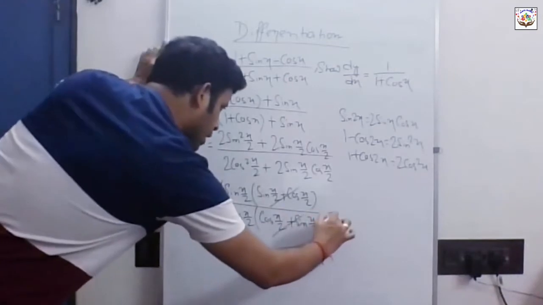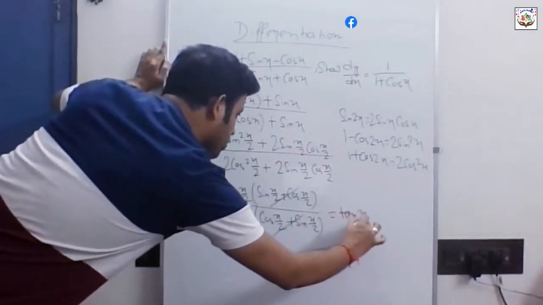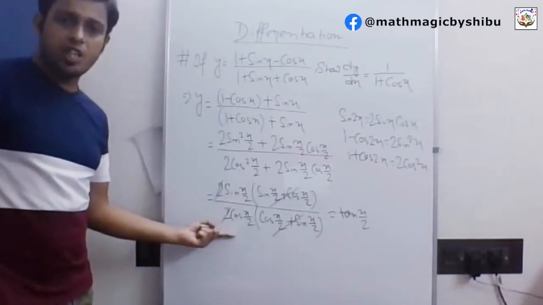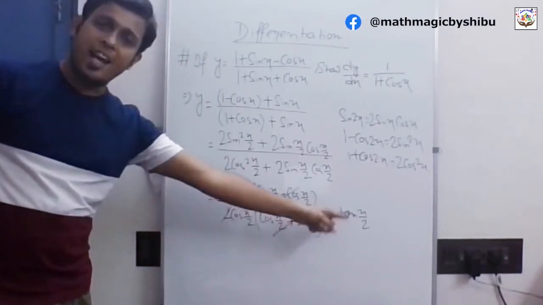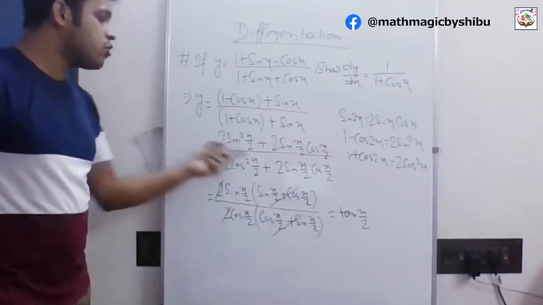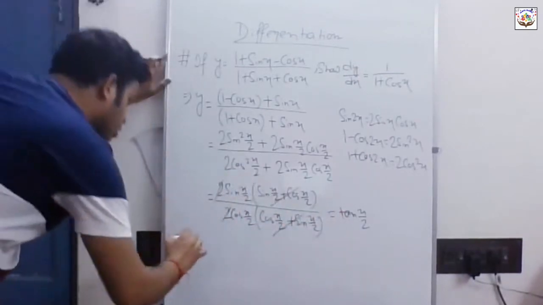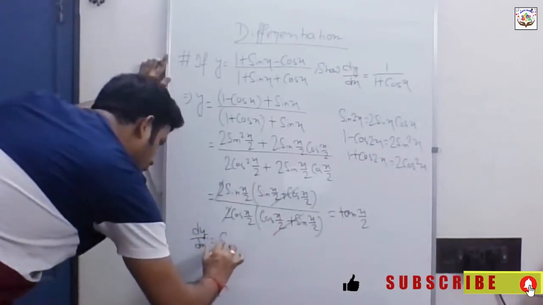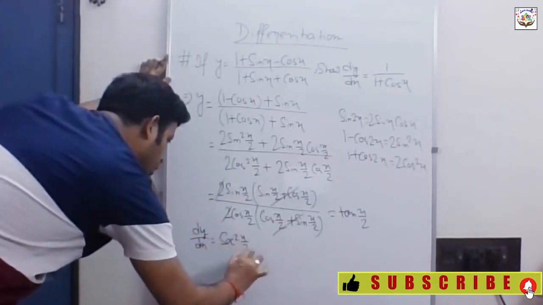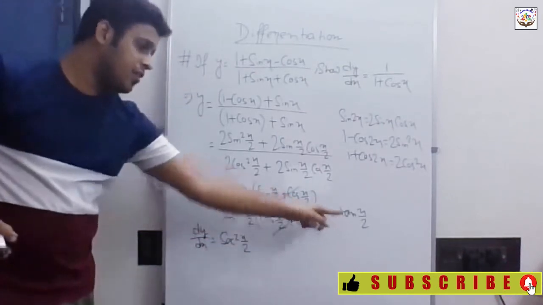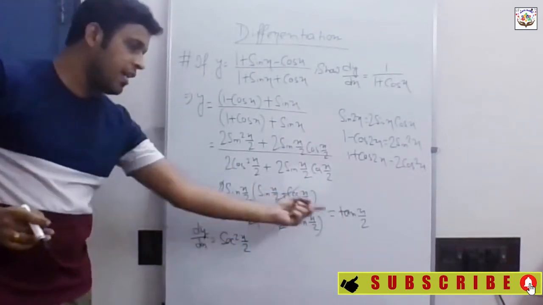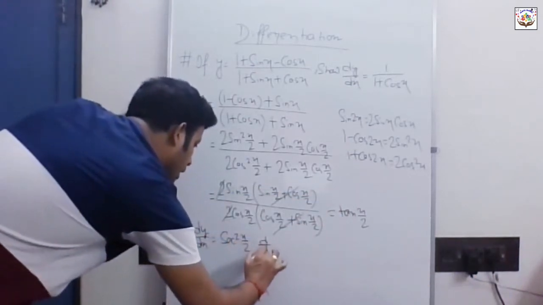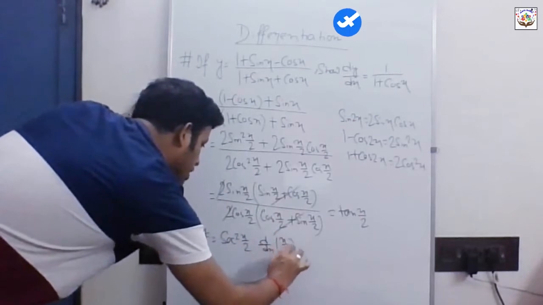So ultimately this will become tan x by 2. Why? Because we have only sin x by 2 divided by cos x by 2, so definitely it would be called tan x by 2. That means y equals tan x by 2. So dy/dx equals sec square x by 2. As we know, the d/dx of tan x is sec square x, and d/dx of tan x by 2 is sec square x by 2 into d/dx of x by 2, which is half.